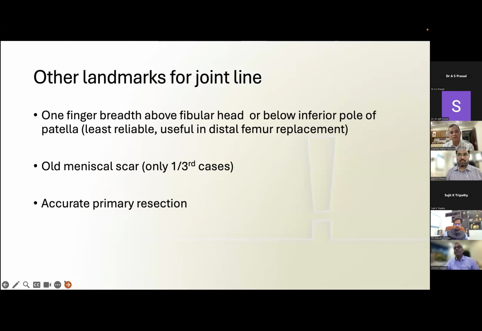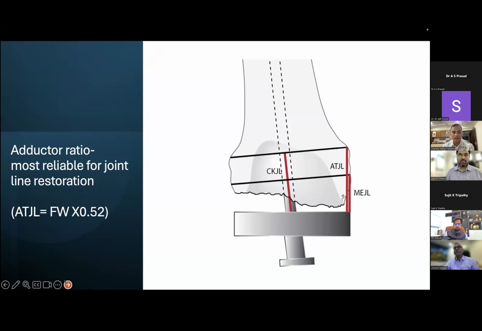So there are some surrogate markers like meniscal scars and 1 finger breadth above fibular head and below inferior pole of patella, which are again not very reliable. Adductor ratio has been extensively discussed in the previous talk, so I will not go through this again.